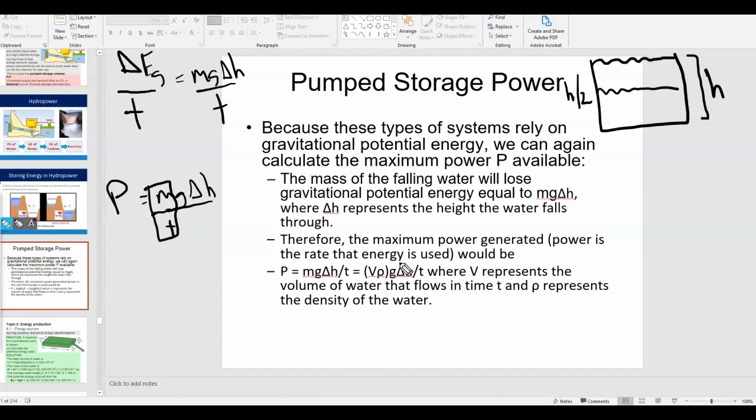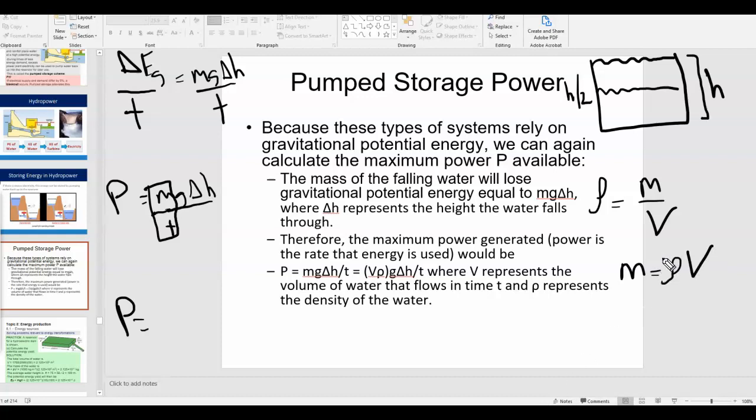Another thing I've seen in past IB problems is instead of giving you how many kilograms of water is flowing per second, they actually give you what's called the volume flow rate. I've actually seen them give you the density of water and the volume flow rate. And remember, density is mass per unit volume. So the mass of the water would be the density of the water, which is typically given. And if it's not given, it's 1,000 kilograms per cubic meter.